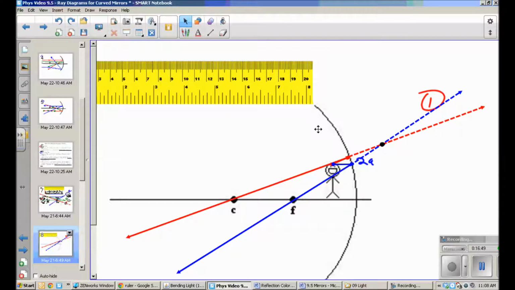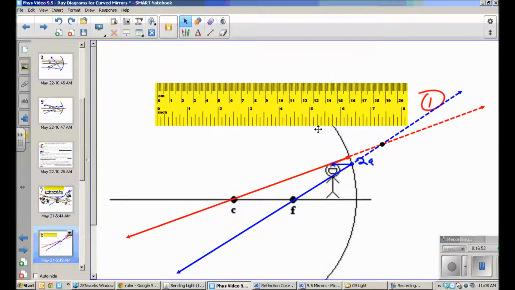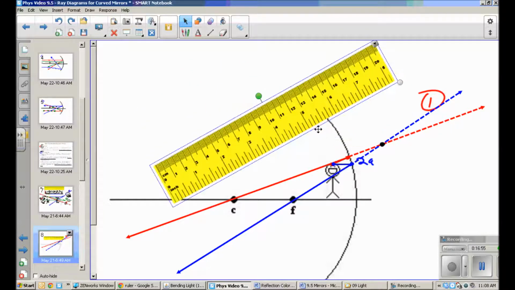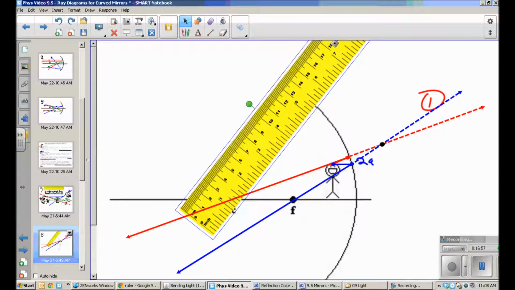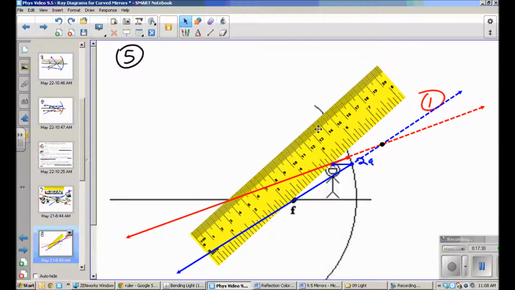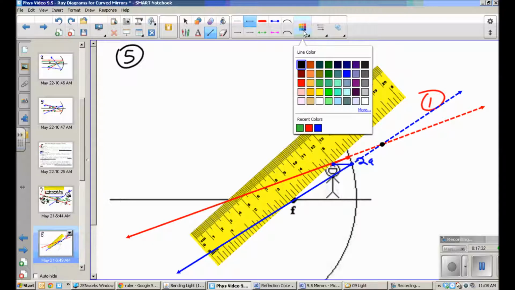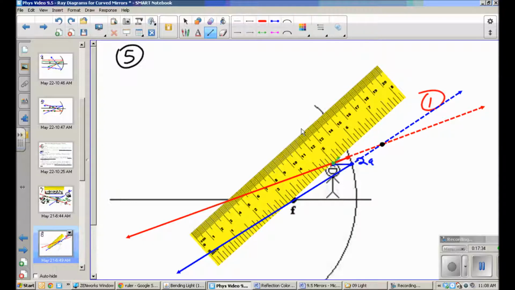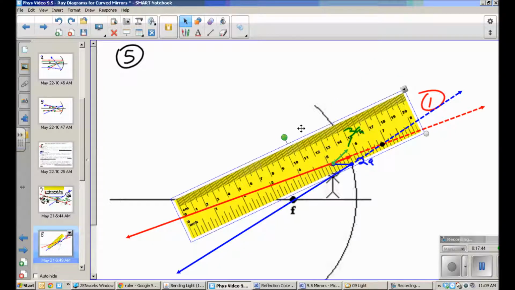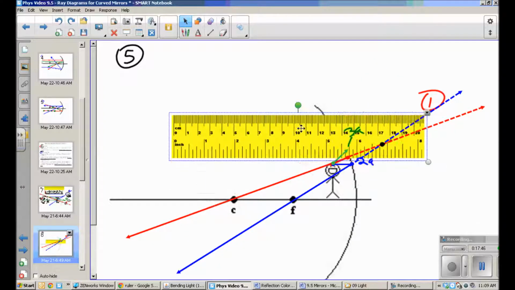Let's draw beam number 3. Beam number 3, use the ruler to line up the focal point with the top of the object. Now draw a beam from the top of the object to the mirror. Green, top of the object to the mirror. Think of the point where it hits as point 3A. The reflected beam goes away from point 3A, parallel to the primary axis.